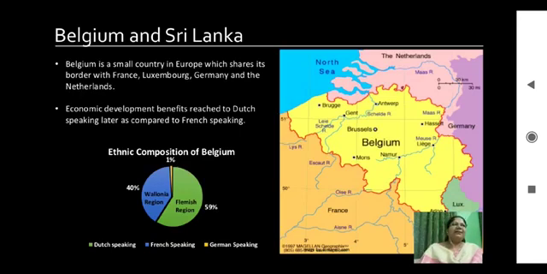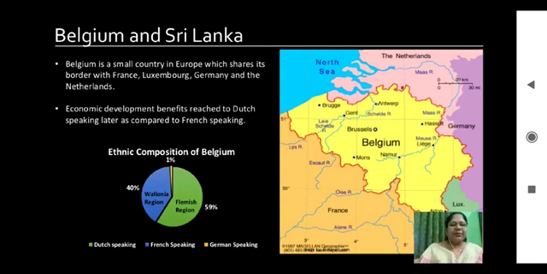So I will repeat this combination here. Majority is Dutch, which speaks about 59% of people. Then comes the 40% of people who speak French in Belgium, and remaining only 1% of people who speak German language. Alright, this is a combination for the whole country of Belgium.